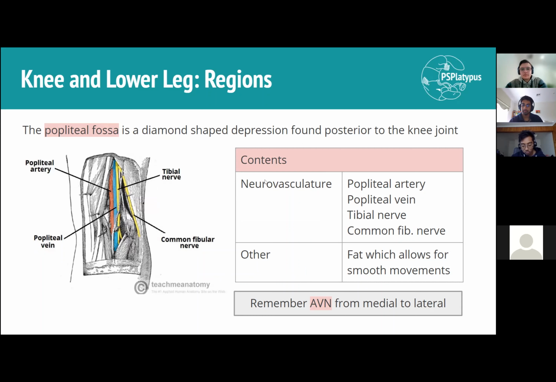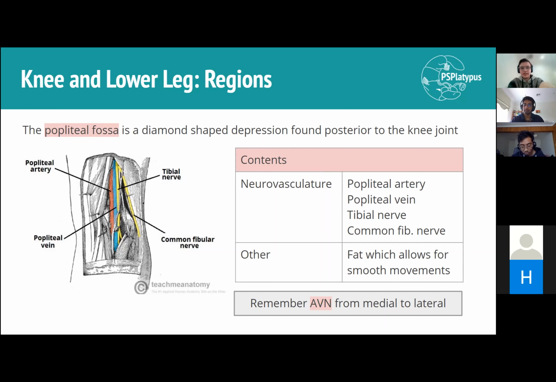So you've got mostly neurovasculature, which involves the popliteal artery, popliteal vein, tibial nerve, and common fibular nerve. Let me dissect, no pun intended, this a little bit further. You've got the nerves, right? The sciatic nerve was at the top in the posterior aspect of the thigh. It came down just before the popliteal fossa. It will split into the tibial nerve and the common fibular nerve.